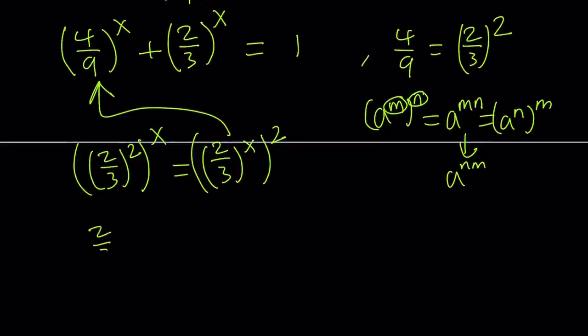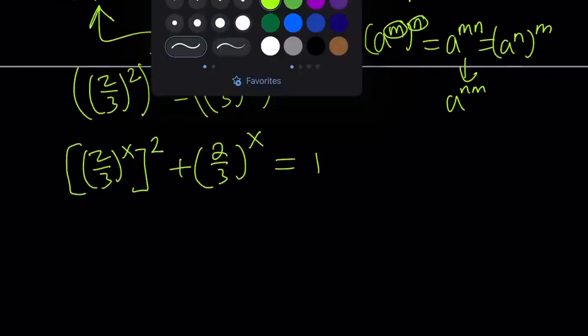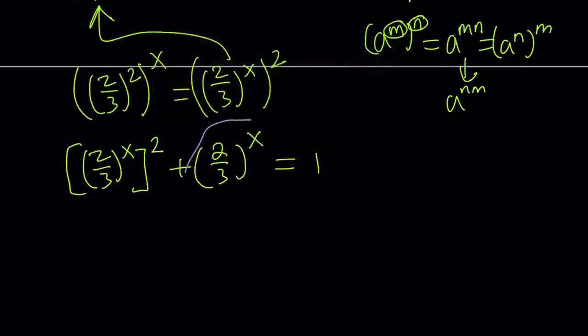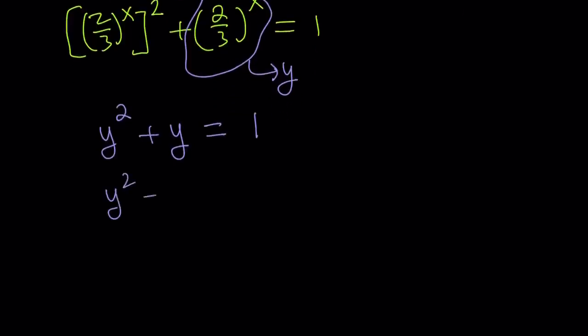Great, so now if you go ahead and substitute that here, we get the following. 2 over 3 to the power x squared, let's use brackets here, plus 2/3 to the power x equals 1. Now, 2/3 to the power x needs to equal something. That's where we use the substitution. How about y? You can use any variable you want. So then our first term is going to be y squared. So we get y squared plus y equals 1. And obviously, this is a quadratic equation, so I want to put everything on the same side. Y squared plus y minus 1 equals 0, and just solve this quadratic equation.